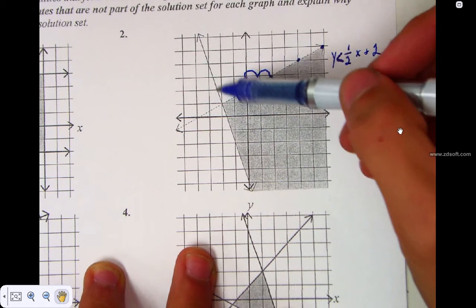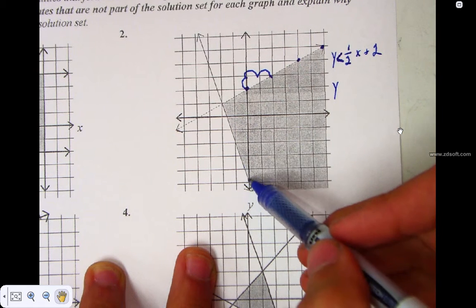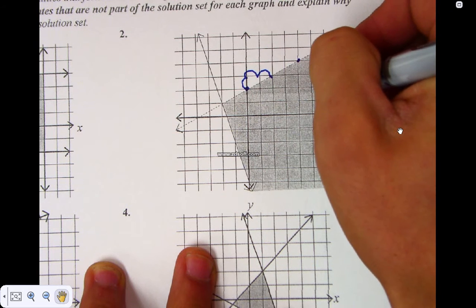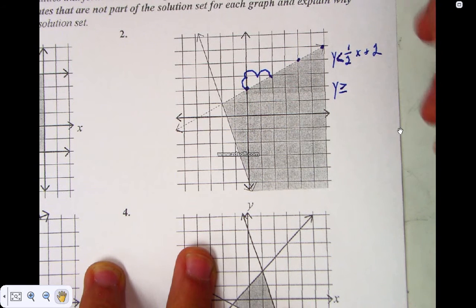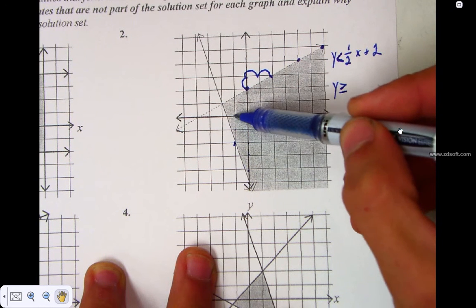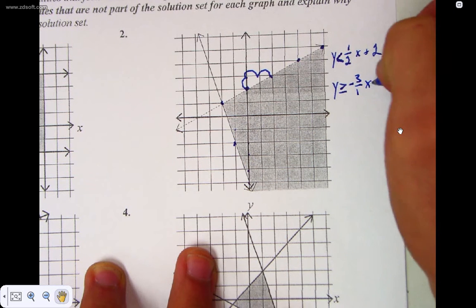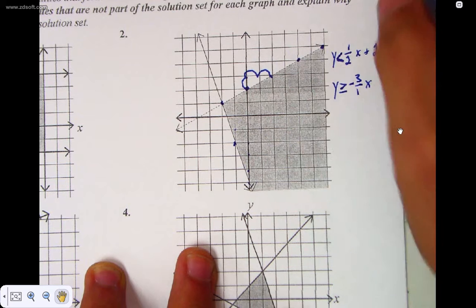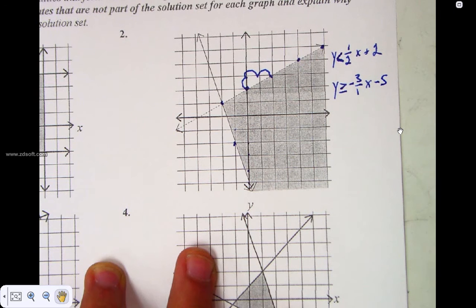Next one looks like it's a solid line. So that means y is going to be, it looks like I'm shading above that line, so greater than or equal to. Solid line, and it's above, so it's greater than or equal to. And then, let's see, my slope is going to be up 1, 2, 3, left 1. So up 3, left 1 is going to be negative 3 over 1 x. Then it's going to be starting point at negative 5. So those are my 2 equations.